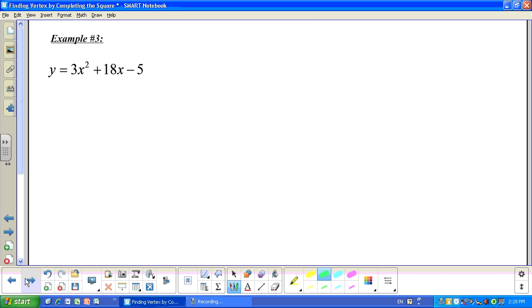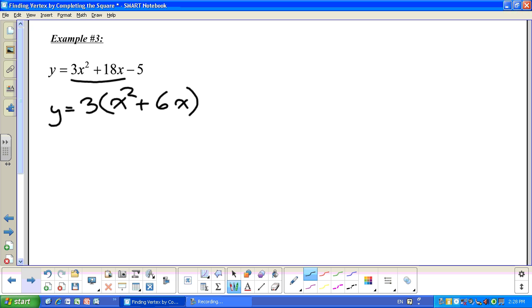And now, one more example. That's correct. The third example is exactly identical to the second one. Group the first two terms together and factor out the leading coefficient: 3 times x squared plus 6x, minus 5 outside. Now again, what formula do I need? I need my formula: a plus b, everything squared, equals a squared plus 2ab plus b squared.